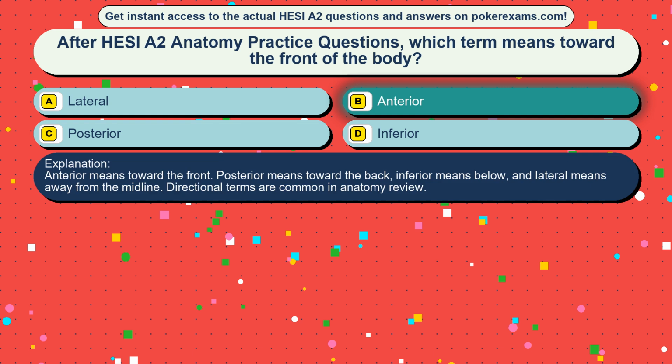Anterior means toward the front, posterior means toward the back, inferior means below, and lateral means away from the midline. Directional terms are common in anatomy review.